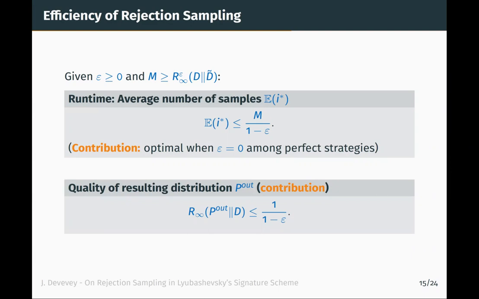And something that will help me move to the next part is that we study the quality of the resulting distribution, which is not exactly the target D. Previously, people looked at the statistical distance between the two distributions. We choose to look at the Rényi divergence because Rényi divergence is, in general, more helpful and leads to tighter security proofs in the case of signatures. So that's what we did.